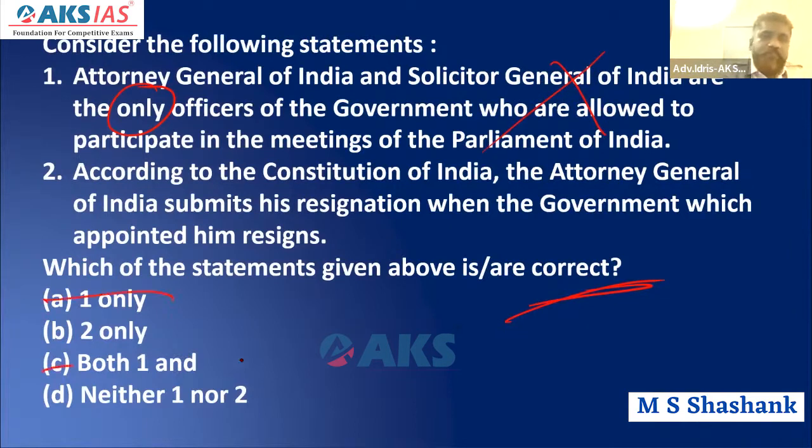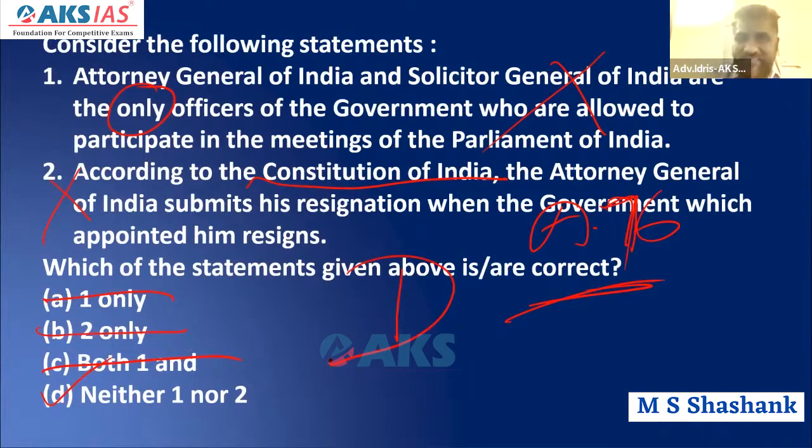Okay. According to the Constitution of India, the Attorney General of India submits his resignation when the government which appointed him resigns. According to the Constitution of India, Article 76 speaks about the Attorney General, and there is nowhere it says that the Attorney General should submit his resignation immediately when the government resigns. So it is not there. This is also wrong. Okay. And so neither 1 nor 2. D is the answer here.